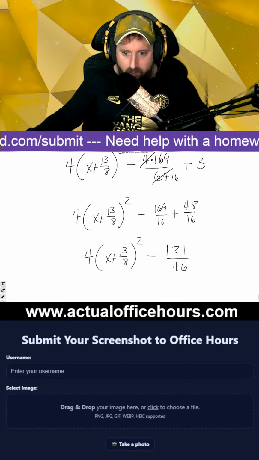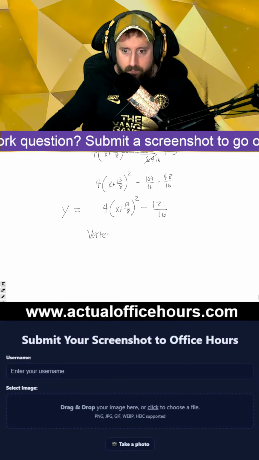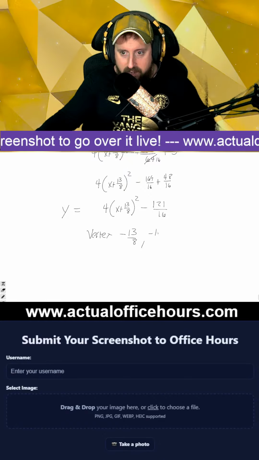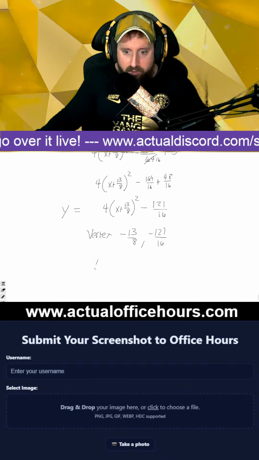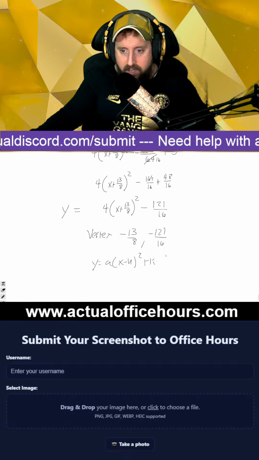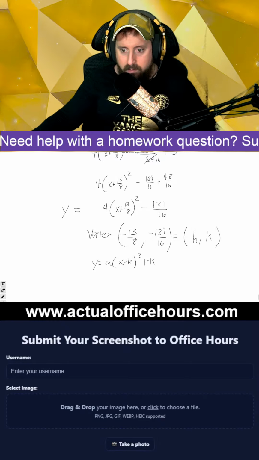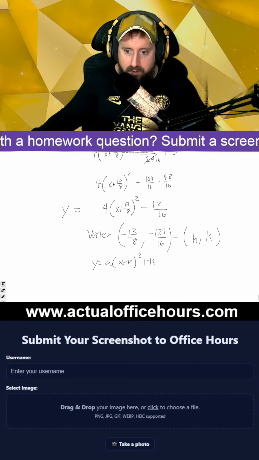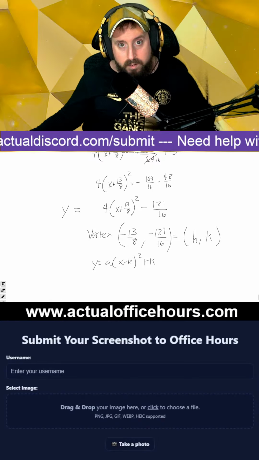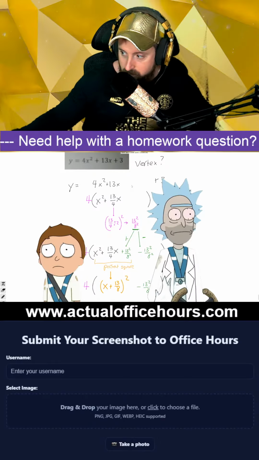And now this is in vertex form, right? So the vertex is going to be at negative 13 over 8, comma, negative 121 over 16. Because it's y is equal to a times (x minus h) squared plus k. And this is also the same thing as h comma k. So because this is plus 13 over 8, it means h must have been a negative 13 over 8. Now it makes sense. I don't know, my teacher got to use those annoying numbers. Those numbers suck, bro, dude. Like, what the fuck? Anyways.